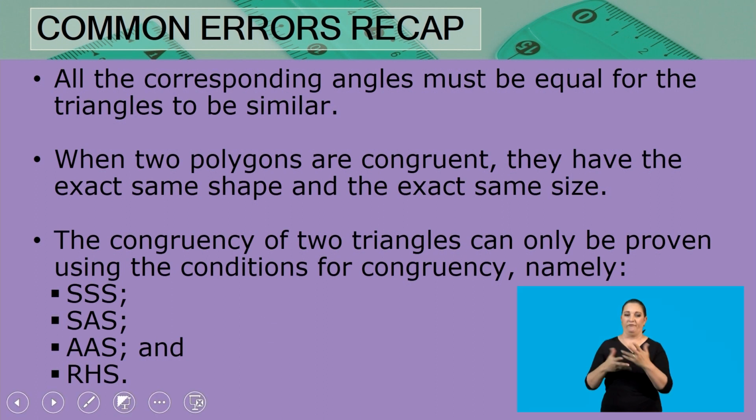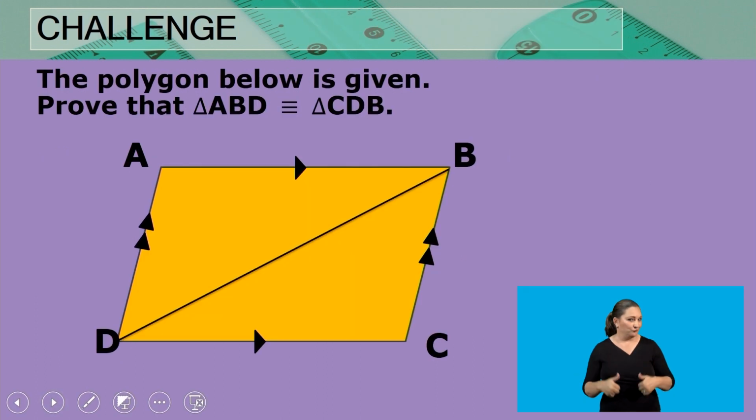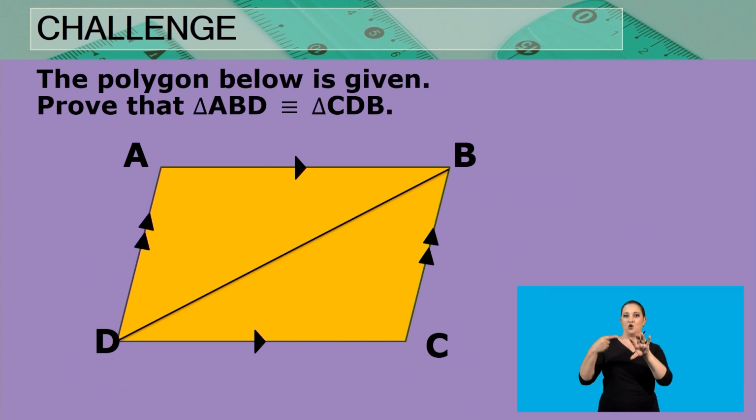Let's end our lesson with a nice challenge. So the polygon below is given. Prove that triangle ABD is congruent to triangle CDB. So that is a nice challenge that you can go and do, but I know you can do it.